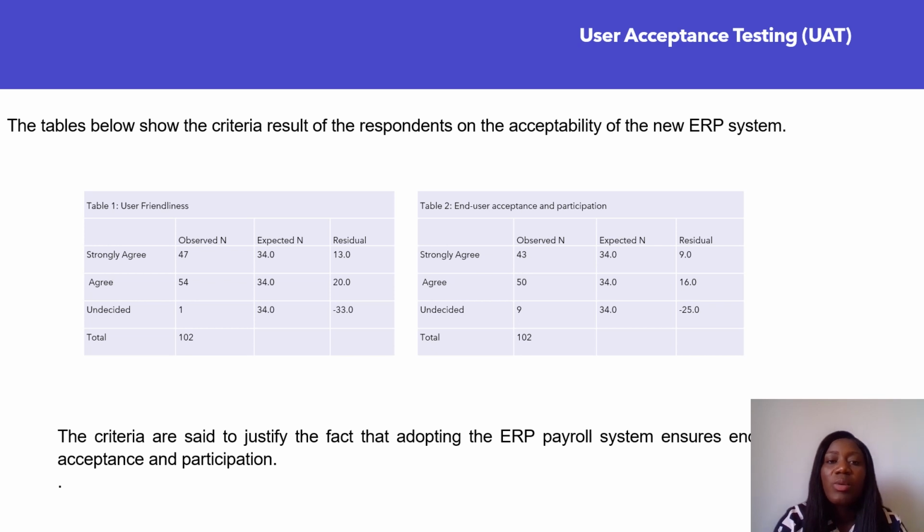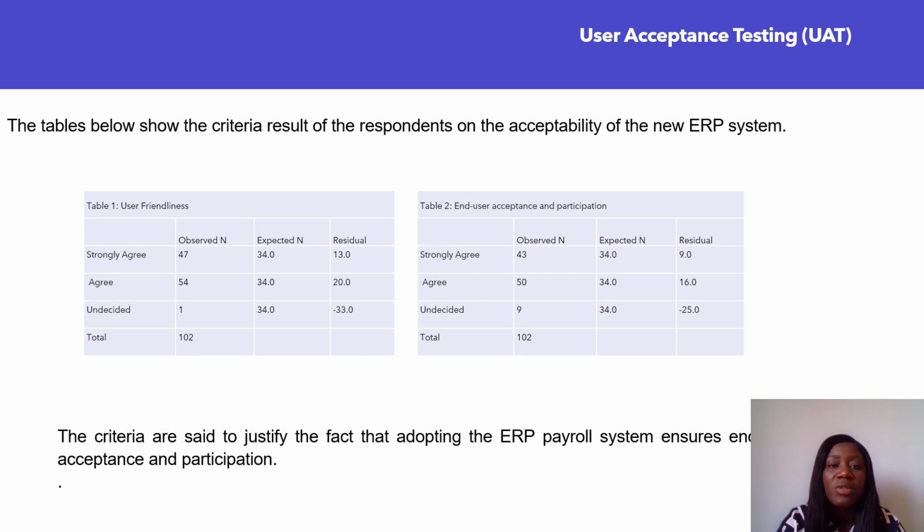This slide is going to be talking about the responses we've got from our Qualtrics. We asked this question on the user friendliness of the ERP payroll system, and we have 102 respondents who responded to our questions. 47% strongly agreed that the ERP payroll system is user-friendly, and we have 54% who agreed that it is friendly. One undecided.